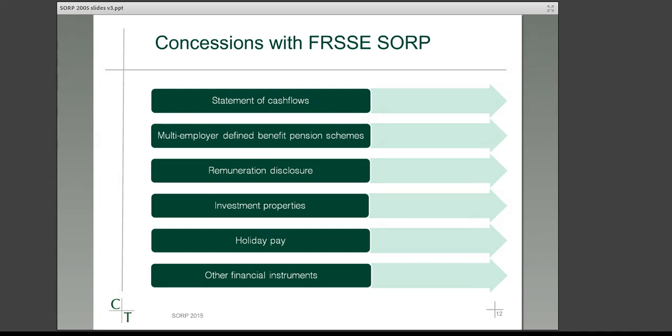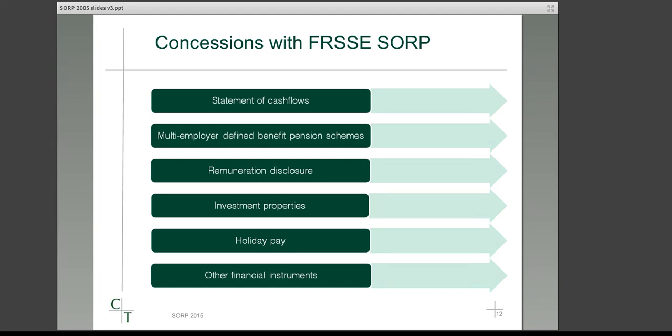The next important thing to mention in relation to concessions with the FRSSE is related to pension schemes. If you have a multi-employer defined benefit pension scheme where your scheme is unable to allocate the share of the assets and liabilities to the individual members, for these types of schemes, you just account for your contributions to your pension scheme as you make them. So you don't take any asset or liability in your balance sheet. Now, for many of these types of scheme, the schemes are now in deficit, and the members are having to make additional payments under deficit recovery plans, and that can involve fixed payments being made for periods of, say, 3 to 5 years.